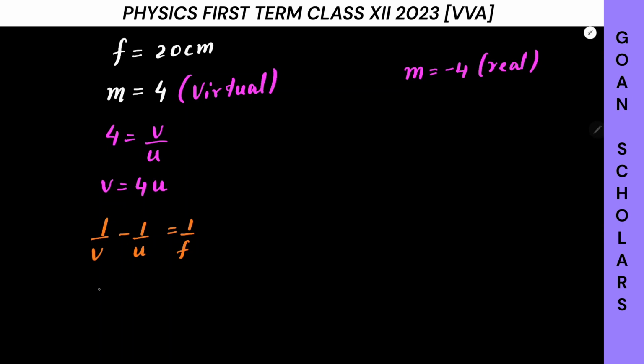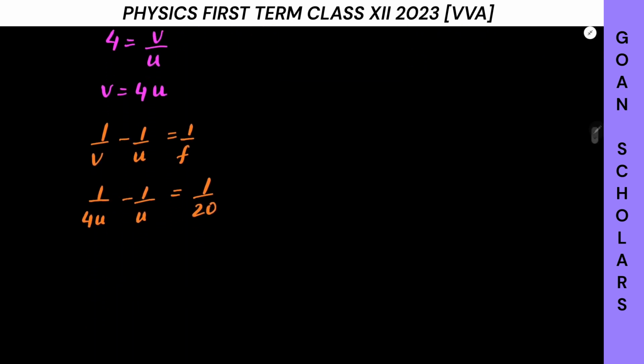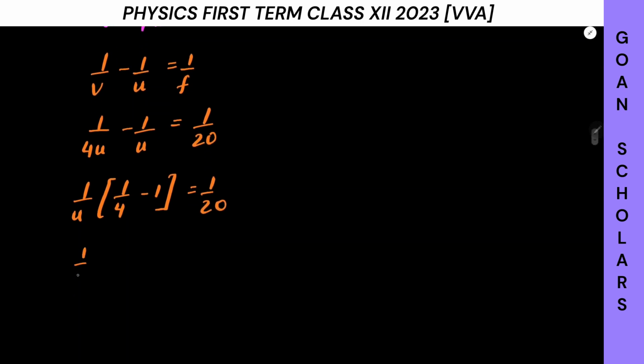Let's substitute here. V is 1 by 4u minus 1 by u, and f is how much? 1 by 20, correct? Now let's take 1 by u common out. So in the bracket you are left with 1 by 4 minus 1, and that is equal to 1 by 20. So this will be 1 by u into (1 by 4 minus 1), that is minus 3 by 4, right? When you solve it, you will get minus 3 by 4 equal to 1 by 20.